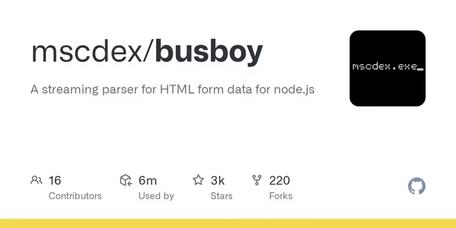There's a robust limits object. Field name size, field size, files, file size, parts, header pairs, each with a sensible default to curb abuse. Those limits are powerful but brittle. Push too hard and you block legitimate uploads. Balance usability, performance, and protection.